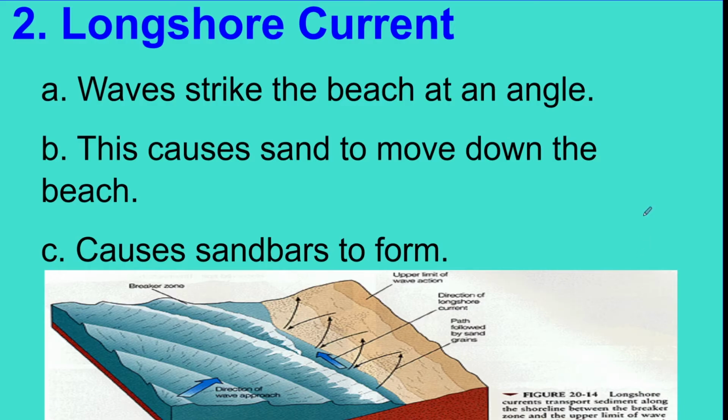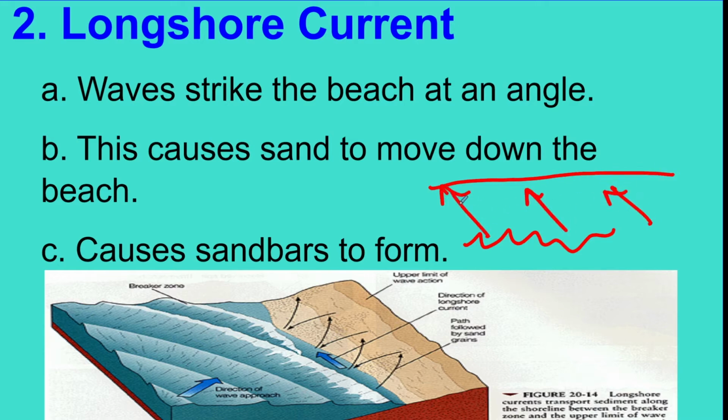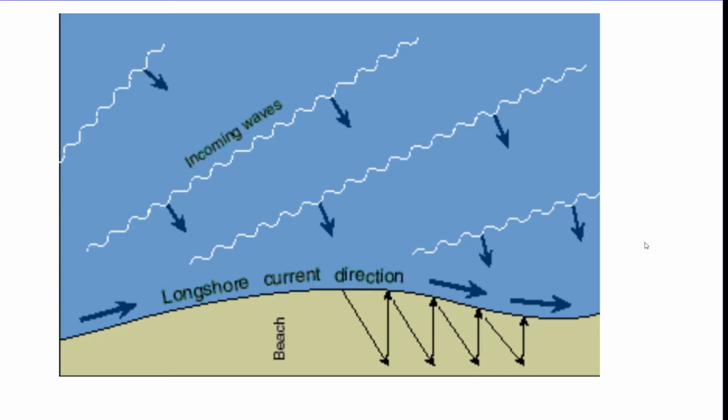So for beaches, we're going to talk about longshore currents for a second. This is just the fact that the waves hit the beach at an angle, and it causes everything to move down the beach. So, like, if the water was here and the beach was here, the water hits the beach at an angle. So, depending on the situation, it could either be diagonal to the left or diagonal to the right.